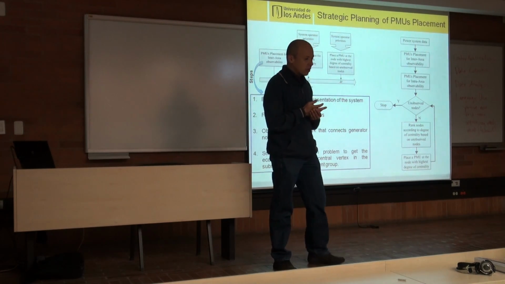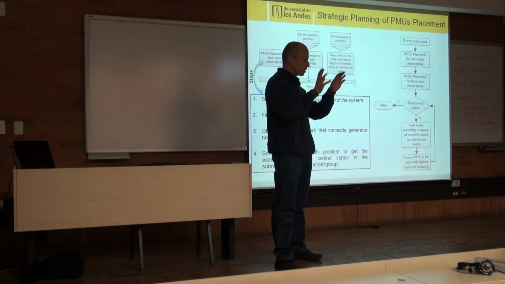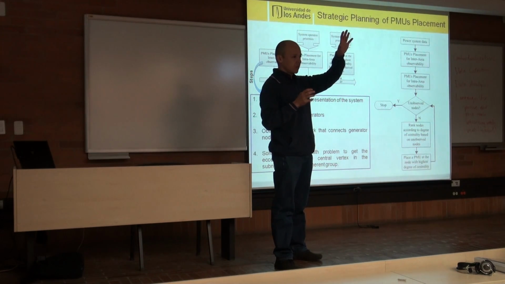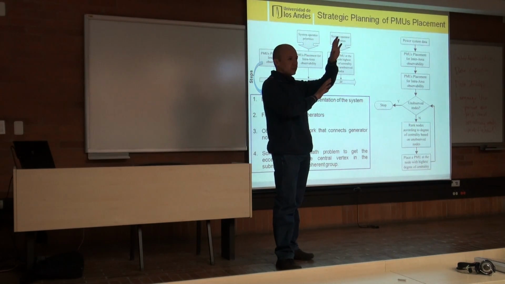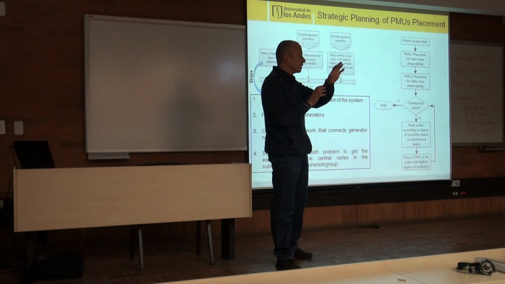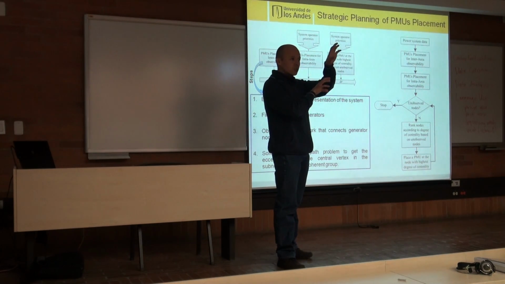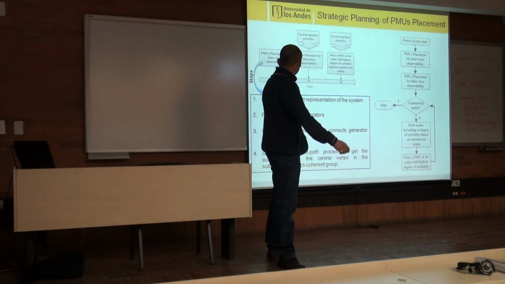What do coherent generators mean? Suppose that we have a group of generators. We have 5 generators and we have another 5 generators, and the system is operating normally. So generators are swinging together. But if something happens in the system, those groups of generators oscillate against each other. That means they are oscillating, but one is in one direction and the other one in another direction.